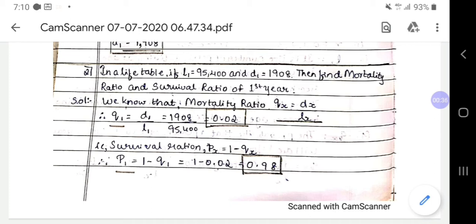Okay, that is 1908 divided by 95,400, you will get 0.02. Next, survival ratio is Px, that is 1 minus Qx. So P1 is equal to 1 minus Q1, that is 1 minus 0.02, you will get 0.98 as your survival ratio. So that too was asked in the problem there.